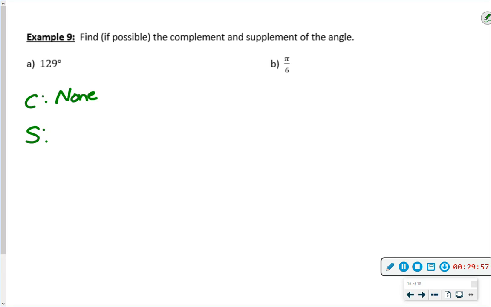All right, supplement. How much more do you need to get to 180 from 129? Little calculator action. What's 180 minus 129? 51, I heard it. Okay. Now, if you're in radians, they want the answers in radians. You always see me tell you that on tests. So I'm not going to convert to degrees and convert back to radians. That is obnoxious. I know complements, 90, radians is pi over 2.